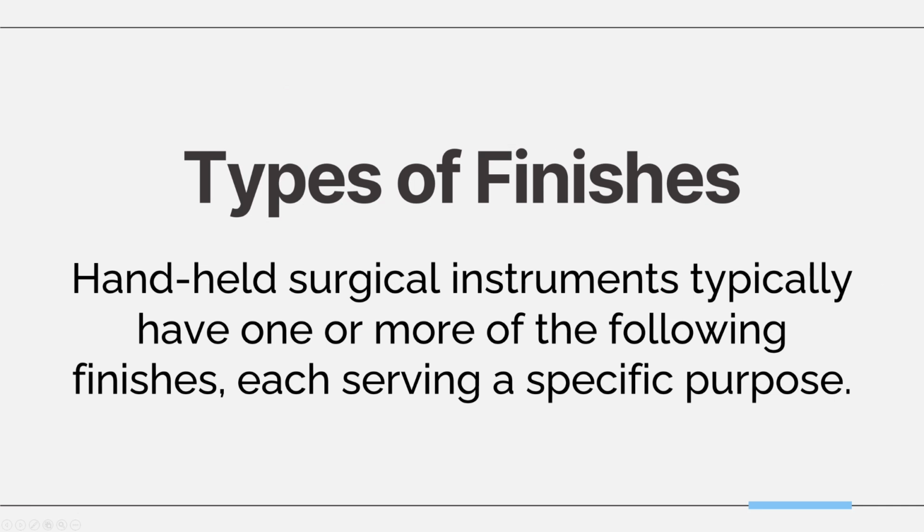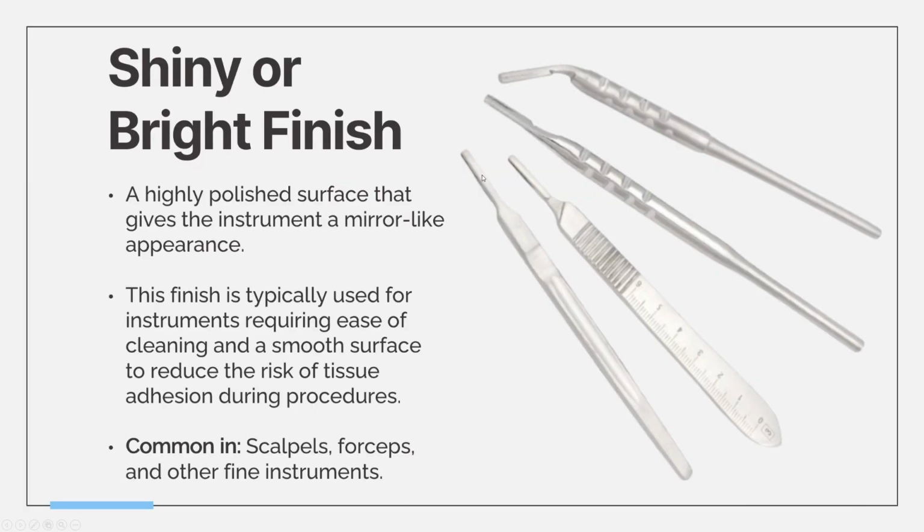So now we're going to move on to the types of finishes. So we have handheld surgical instruments. They have various finishes, each serving a specific function. So we have the shiny or bright finish. They are a highly polished surface providing a mirror-like appearance, making the instrument easier to clean and reducing tissue adhesion during procedures. This finish also helps prevent rusting by creating a smooth, non-porous surface. They are common in scalpels, as you can see here, forceps and fine instruments, which are used in the more precise and delicate surgeries.